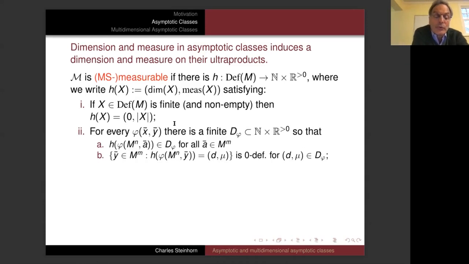The next condition, 2, is really the asymptotic class condition, which says that for every formula, we're looking at a single structure now, M, an infinite structure. For every formula, there is a finite set of dimension measure pairs, so that if you take parameters, coefficients, think of them from A, and you look at the set of solutions, the dimension measure of this should be one of your finitely many dimension measure pairs. And moreover, part B here is just saying that the set of parameters that pick out which of these finitely many dimension measure pairs you have is zero definable. So that's the asymptotic class condition.